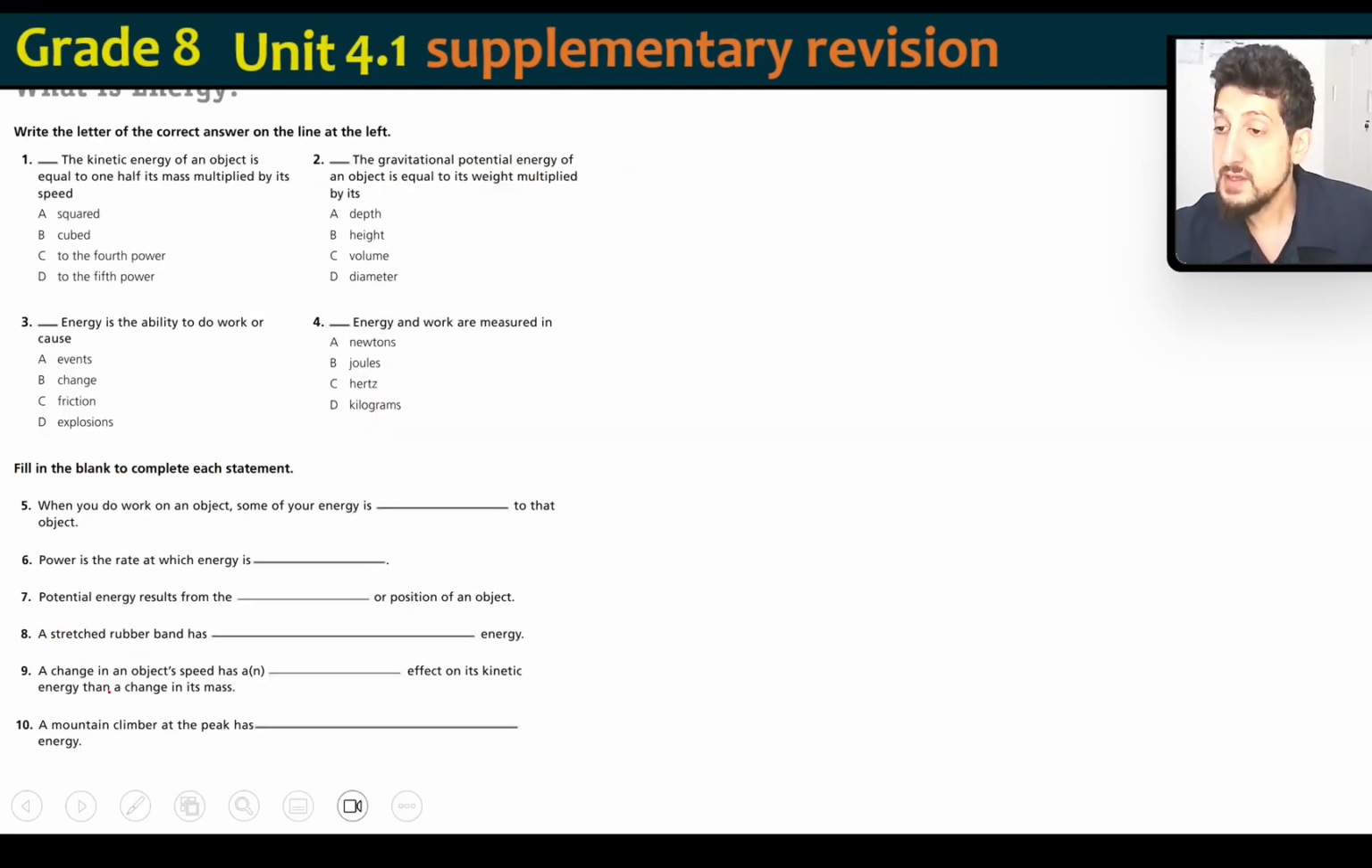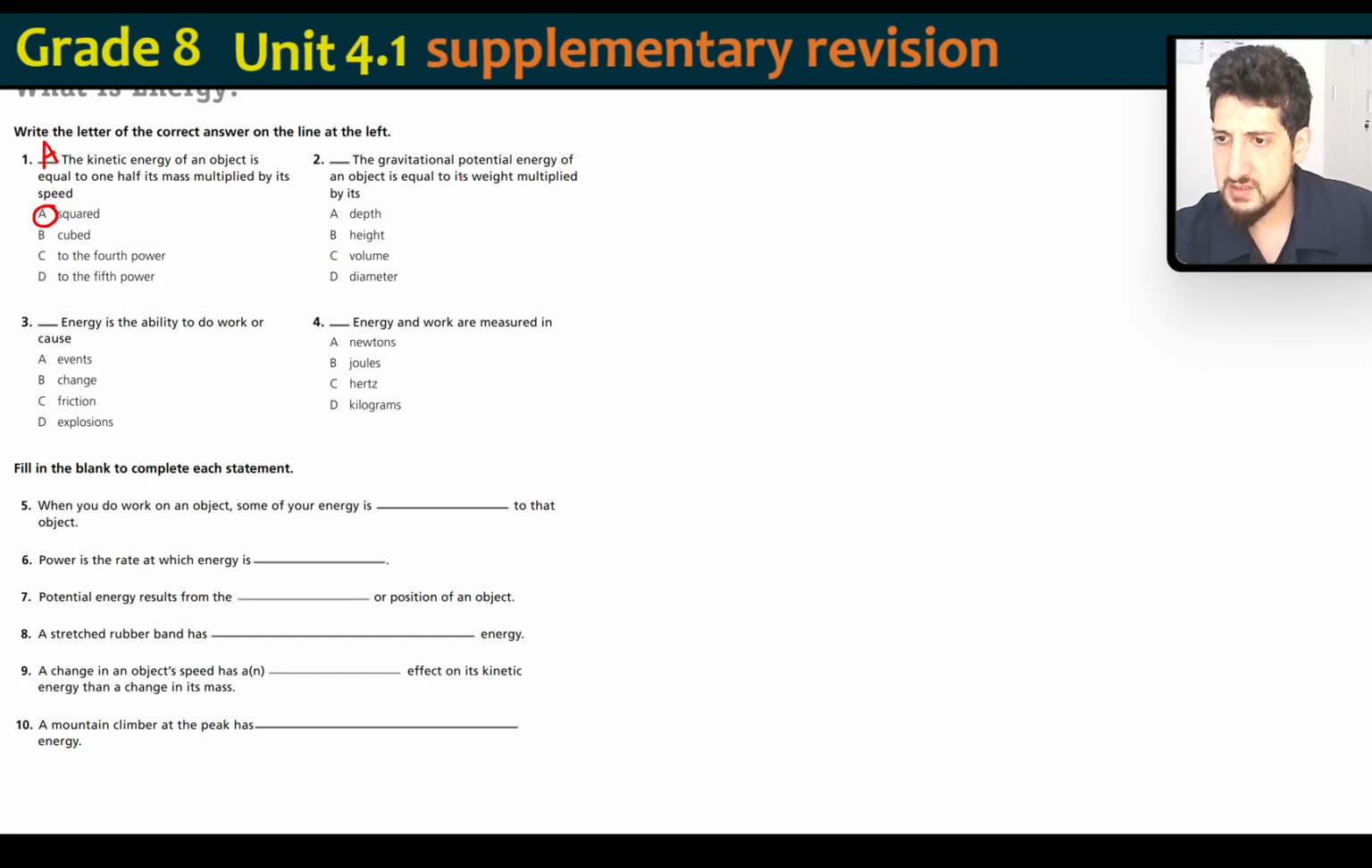Okay, let's move on. Write the letter of the correct answer in the line on the left. The kinetic energy of an object is equal to 1/2 of its mass, yes, multiplied by its speed squared. Now I just want to point out something. If it says write the letter, then you write the letter. If it says underline, you underline. If it says circle, you circle. If it says tick, you tick. Try and be consistent and accurate with the way you answer your questions.